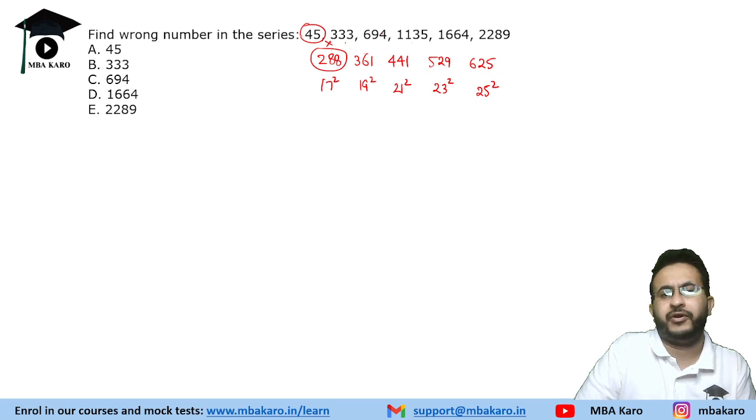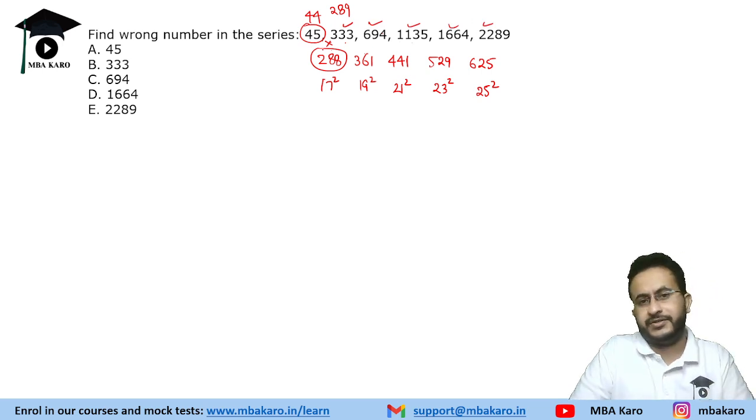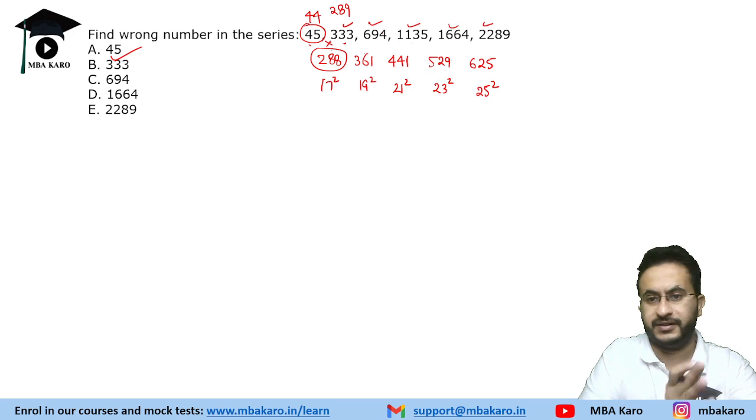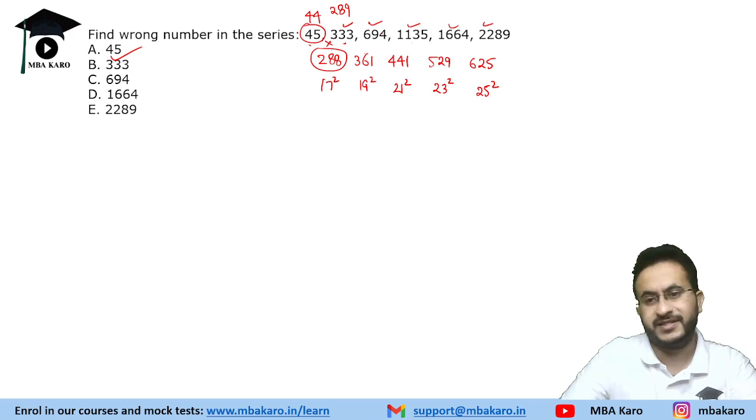So it should not be 45, it should be 44. So with 44, you will have 289, then this will be right, and this will be right. So the difference, we got that it is wrong, but which number is wrong, that we need to check. Because if you make 333 incorrect, the remaining series will also not follow the pattern. So 45 is incorrect in this series.